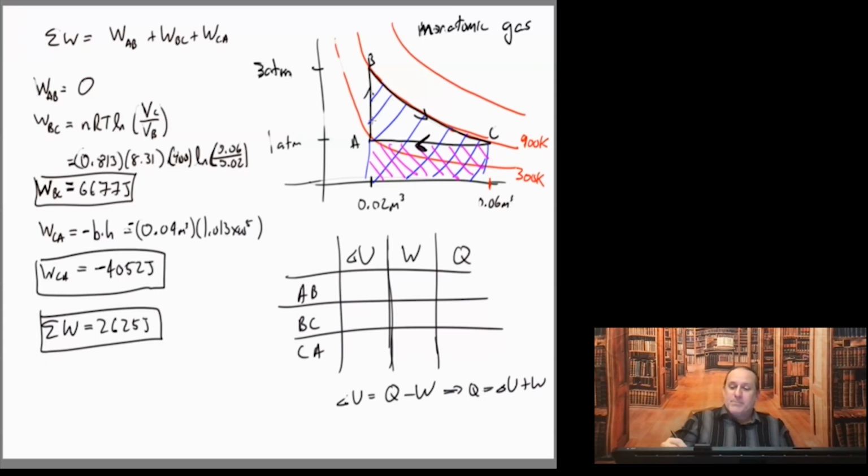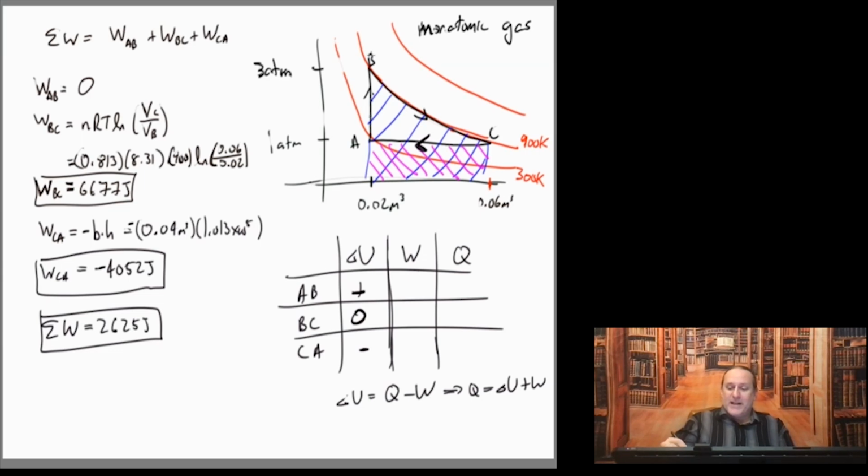Going from A to B, the temperature increases, so the sign of delta U is positive. Going from B to C, the temperature does not change, so delta U is 0 going from B to C. And from C to A, the temperature goes back down, so we get a minus sign.